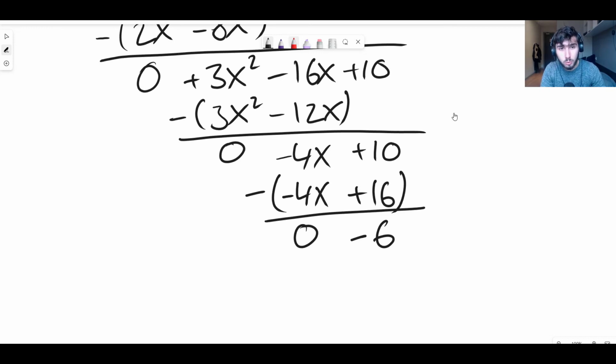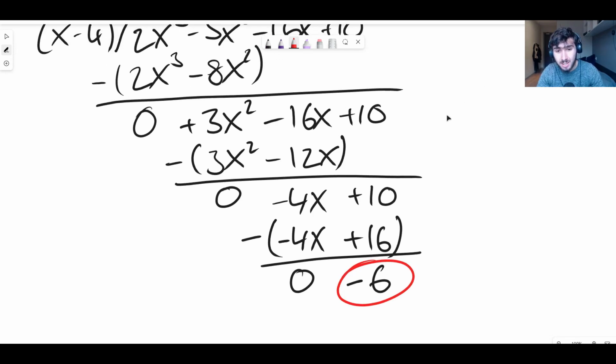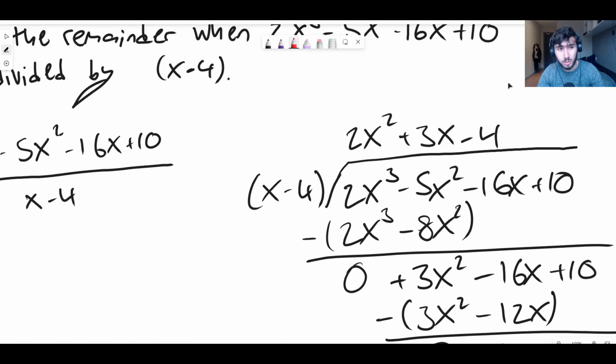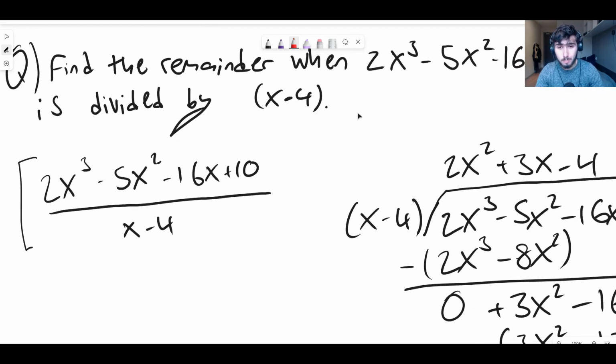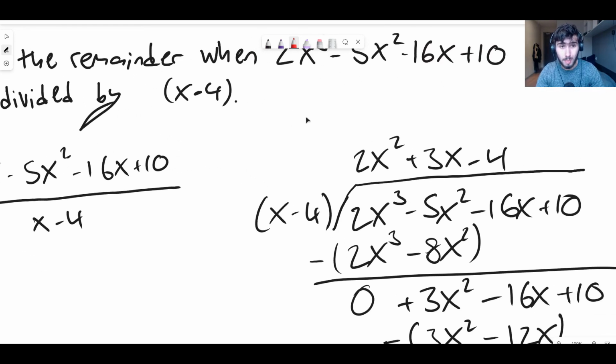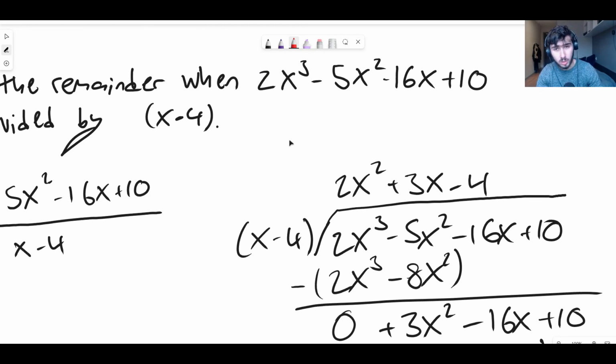We know that we have to stop doing polynomial long division at this point, and we would say that minus 6 is actually the remainder, and that is the answer to this question. So that's all you would put. You would just answer minus 6, and that's what it is. The remainder here, when you divide 2x cubed minus 5x squared minus 16x plus 10 by x minus 4, is minus 6.